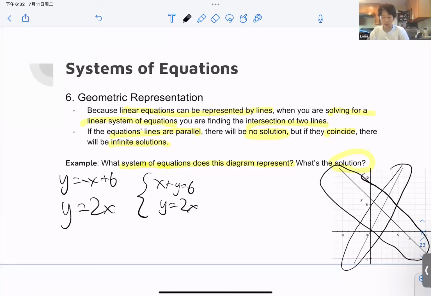And we are asked to find the solution. The solution is just this point, which is 2 on the x-axis and 4 on the y-axis. So the answer is just that x, y is 2, 4. We can check our solution by substituting it into both equations, and we can see that it satisfies both.